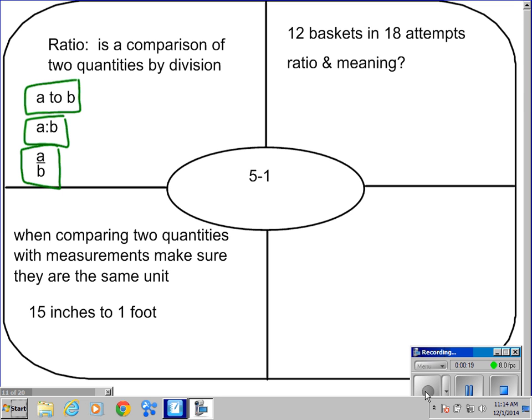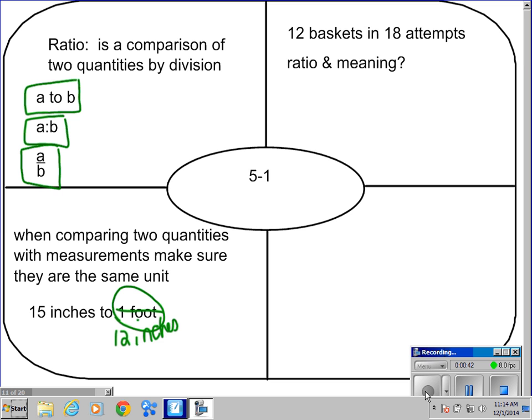So for example, if I gave you 15 inches to 1 foot and I want you to write it as a ratio, in fraction form, reduced. The one thing you want to do is change, I would change the 1 foot into inches. So how many inches are in 1 foot? 12. So instead, we're going to say this is 12 inches.